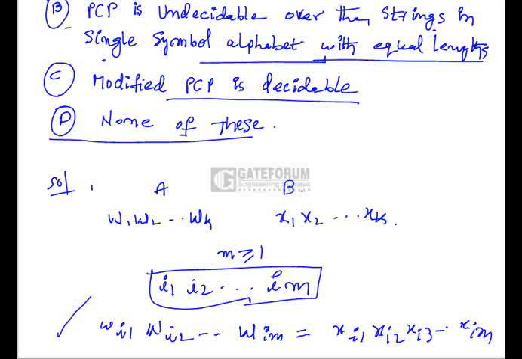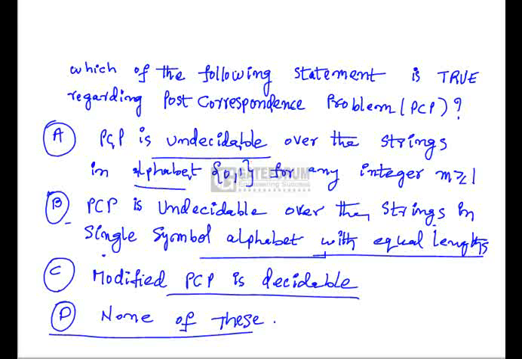Actually, if you take strings of different lengths, that is alphabet {0, 1} over m greater than or equal to 1, we can't have a solution for all the combinations because the strings are of different lengths. So option A, PCP is undecidable over the strings in alphabet {0, 1} for any integer m greater than or equal to 1, is true. Option A is the correct option.